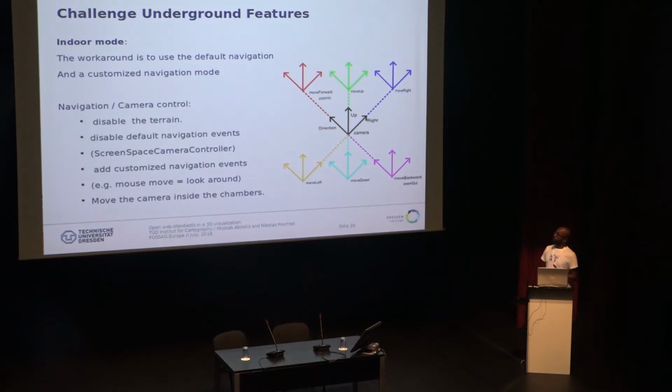So the workaround that we used was first to disable the terrain and then to move the camera inside the rooms. The other thing that we did is that we also disabled the default navigation events, and then we identified our own navigation events. All of this happened using the API. We didn't play with or manipulate the source code. So when you have an event like mouse move, when you look at the globe, mouse move actually pans the ground, but when you are indoors, mouse move actually makes the camera look around.